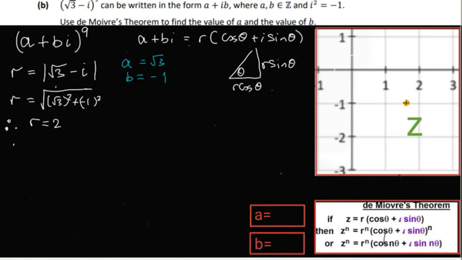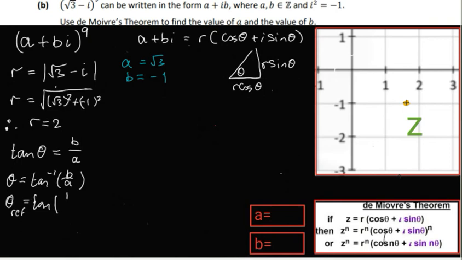So if I get tan of theta is equal to opposite over adjacent, which is b over a, I can say theta is equal to inverse tan of b over a, and we can substitute in now. So I'm going to call this our reference angle because it's not completed yet. So the tan inverse of b is -1. So I'm going to place 1 in there and root 3 in there because I just want to get the reference angle and I want to get it in the first quadrant. So theta is equal to 30 degrees.